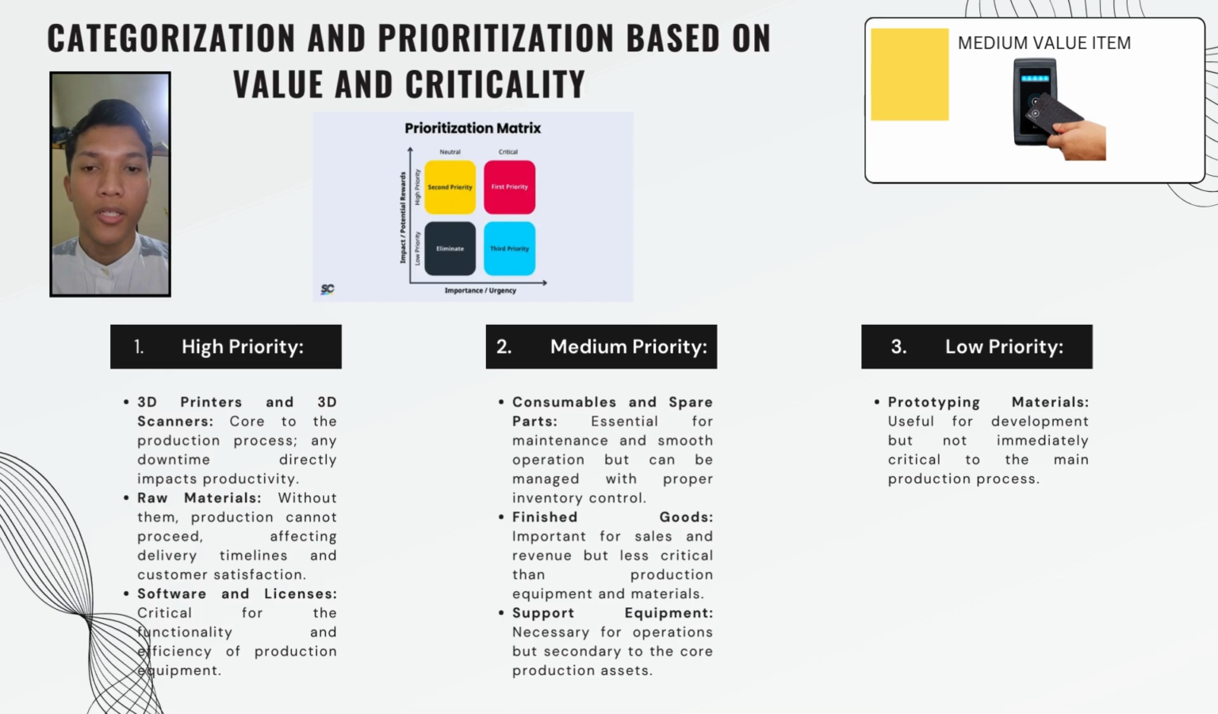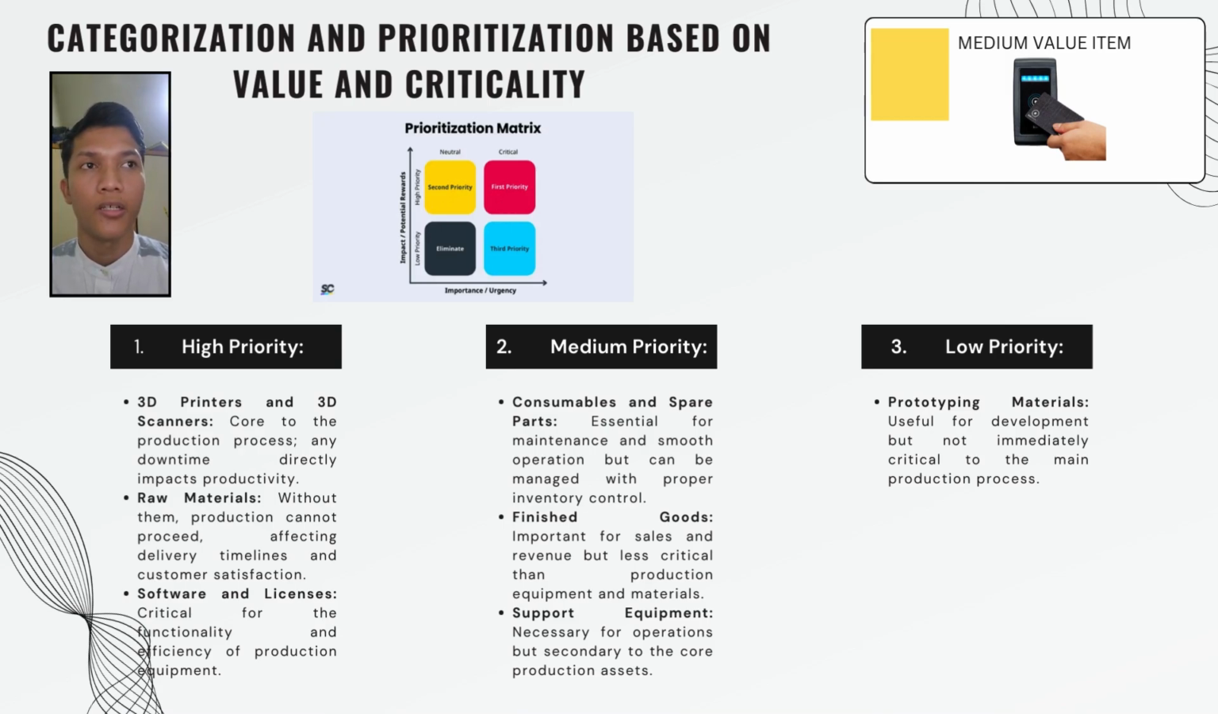Second is the medium priority. The medium priority items are consumables and spare parts. The consumables and spare parts are essential for maintenance and smooth operation, but can be managed with proper inventory control. Second is finished goods. Finished goods are important for sales and revenue, but less critical than production equipment and materials. Lastly is the support equipment. Support equipment is necessary for operations, but secondary to the core production assets.